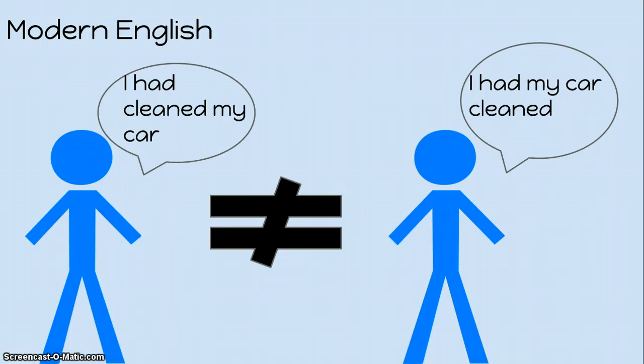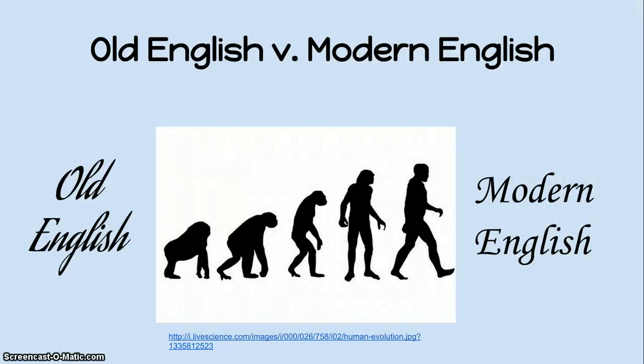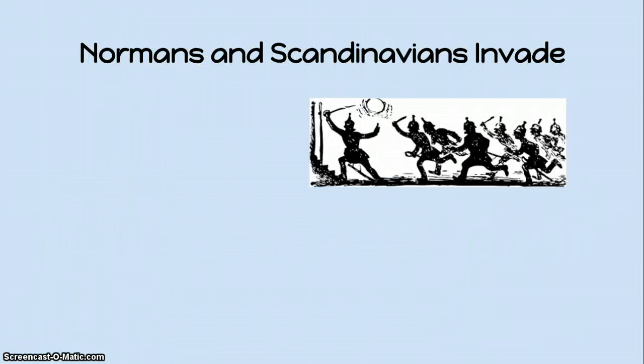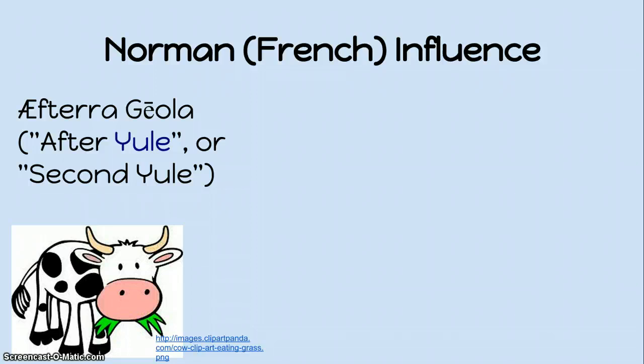There are several other ways in which modern English has become different from Old English. Why is modern English so different from Old English? Modern English is essentially an evolved version of Old English that over hundreds of years was influenced by other languages. In the transition to Middle English, Britain underwent two major invasions, the Scandinavian and the Norman. The Normans, or French, had a huge influence and introduced thousands of new vocabulary words into the English language.